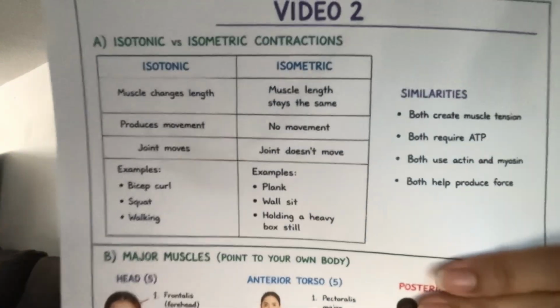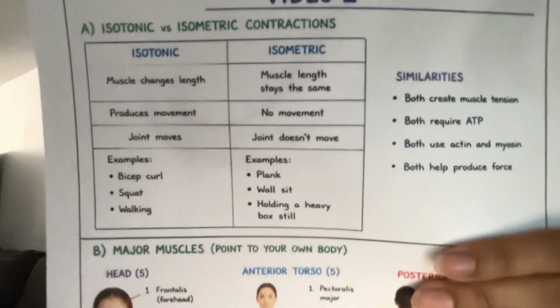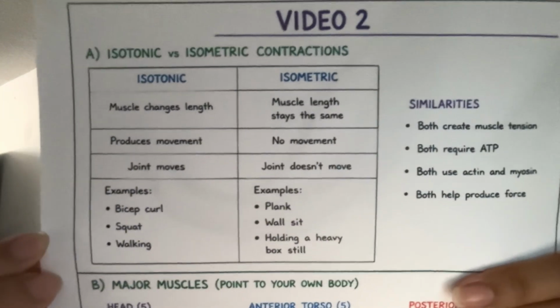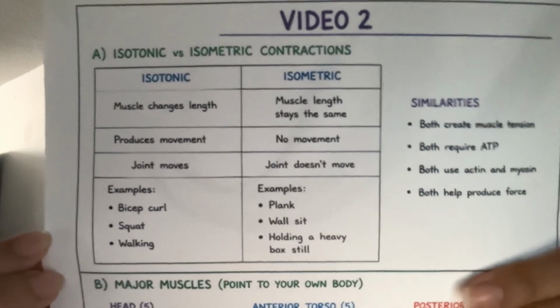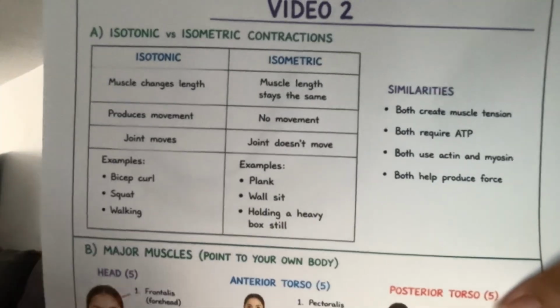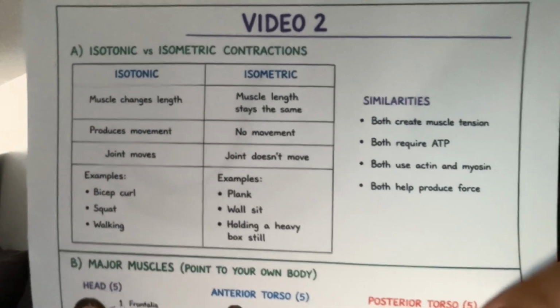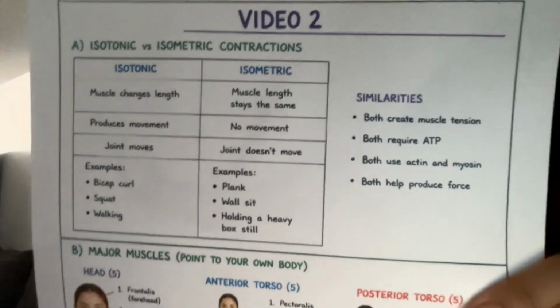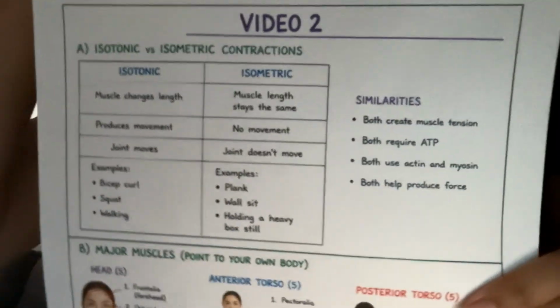Both isotonic and isometric contractions are a type of skeletal muscle contractions. They both actually require ATP, and they both use actin and myosin, and they also create muscle tension. The difference is that isotonic contractions produce movement, while isometric contractions produce force without the movement.